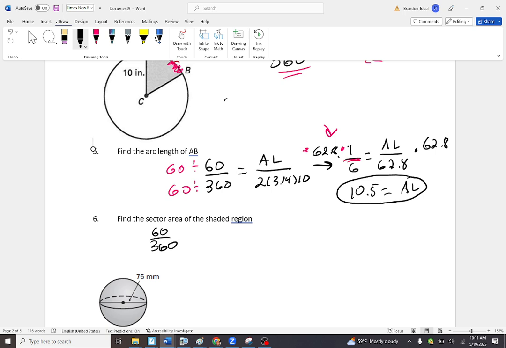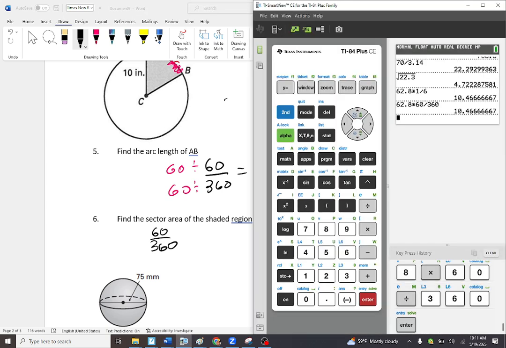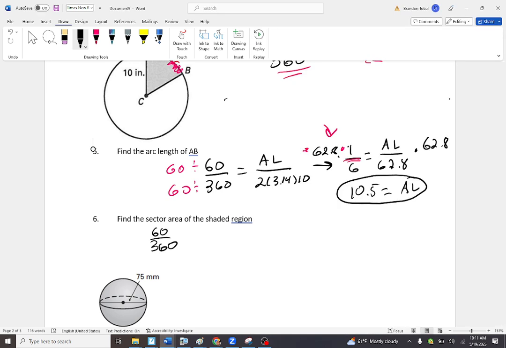How do you get from 62.8 to 10? I typed it in my calculator. So what do you do after you get 62.8? You times that on both sides to get rid of the 62.8 on this side. Is 1 over 6 like simplified 60 over 360? Yes. All right, 60 over 360 equals the sector length.